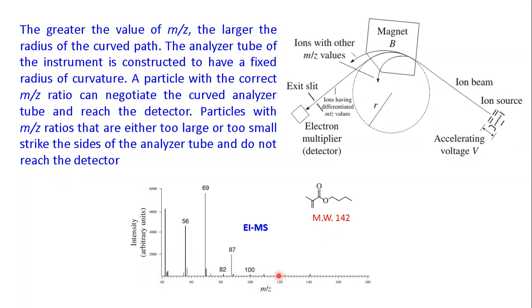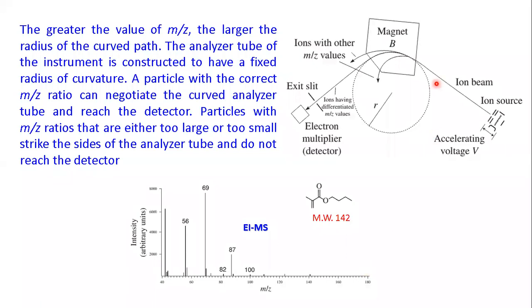So it is not haphazard. Some will come like 87 is here, 69 is here. You will never see 69 coming after 87, or 56 coming after 87. You will not find it like that. In the mass spectrum, you will always see a gradual increase. The peak will be detected according to its M by Z.